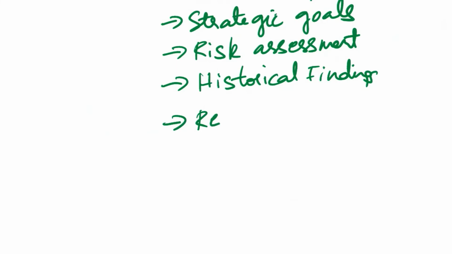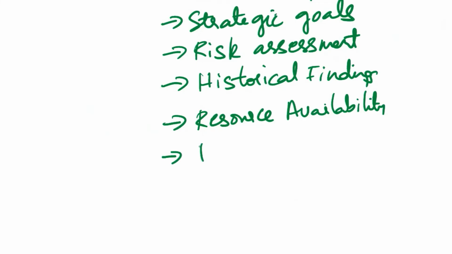Next is resource availability. Consider the availability of resources both in terms of audit personnel and budget to determine the feasibility of addressing specific audit objectives. Next is feedback from stakeholders. Seek input from relevant stakeholders, including management, to understand their concerns and expectations regarding the audit.